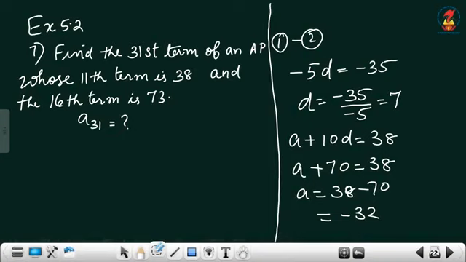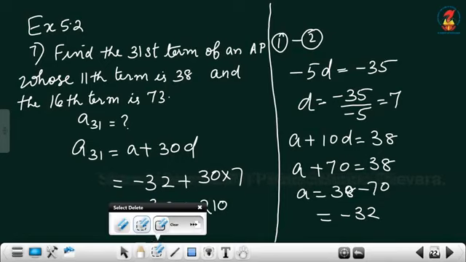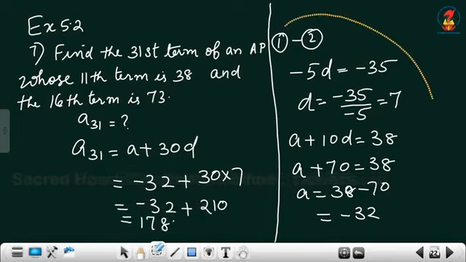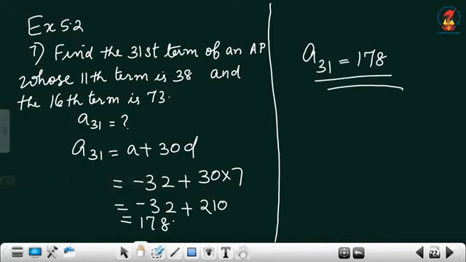So using the formula, an is equal to a plus n minus 1 d. a31 is equal to a plus 30d, which is equal to minus 32 plus 30 into 7. Minus 32 plus 210, which is equal to 178. So write the final answer after this. The final answer is a31 is equal to 178.